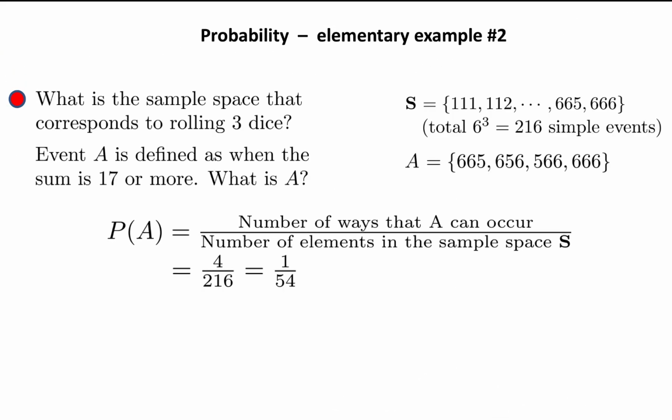Let's go to the second example that we had taken. That corresponds to rolling 3 dice. The sample space was this. It had a lot of events, 216 simple events, and then we defined a compound event as when the sum is 17 or more. We found that that compound event corresponds to a set which has got these 4 elements in it. So then, the probability of the event A is simply the number of ways that A can occur divided by the number of elements in the sample space S. That's 4 over 216, that's 1 over 54.